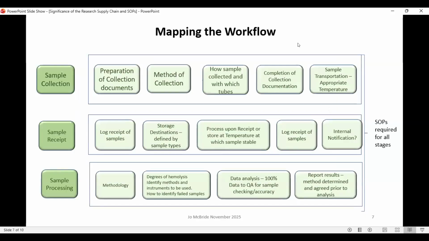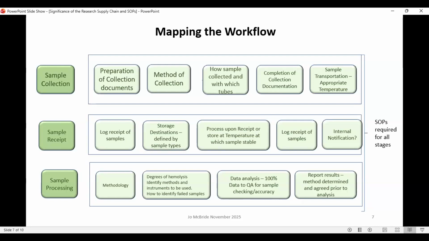So this is just an example of how we used to go about mapping a workflow. This workflow is really applicable to the journey of samples from the time that they are collected through all the different applications that they have to go through. And by doing something like this, you can then see how you can develop your SOP.